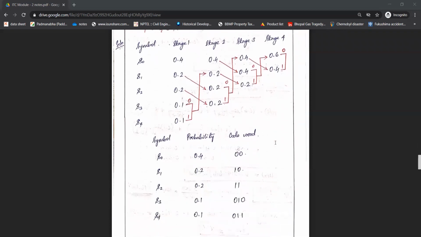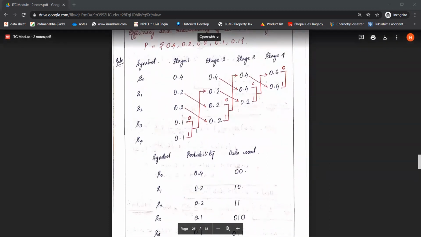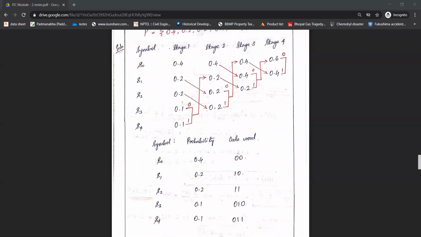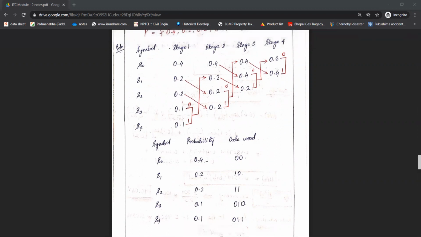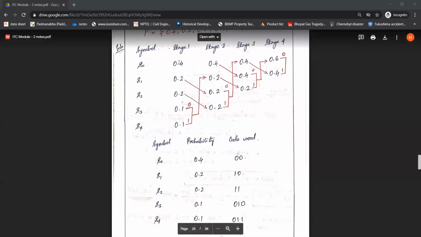So how will we write? First, we are supposed to write a tabular column for that. The tabular consists of three columns. First one is symbol, next one is probability, next one is code word. Under the symbol column, we'll be writing all the symbols, that is S0, S1, S2, S3 and S4. Next, we'll write the respective probability values that are already given in the problem, and then the code word.